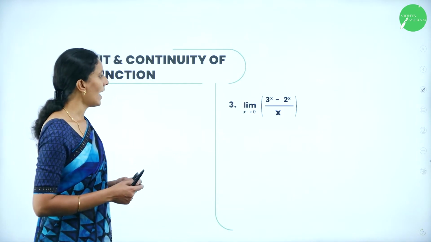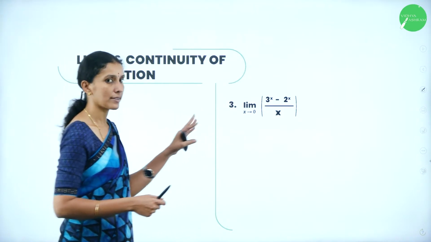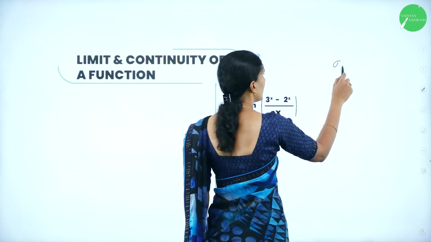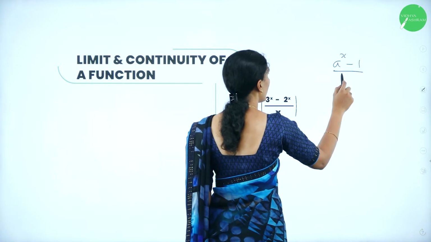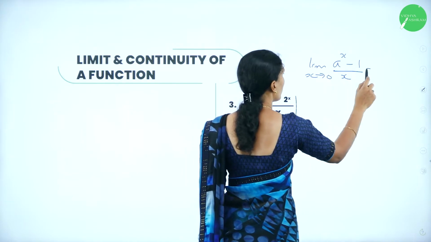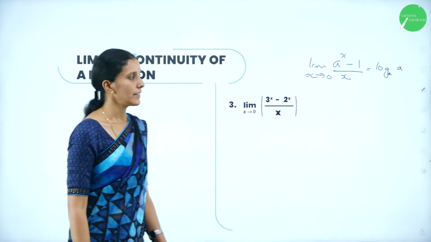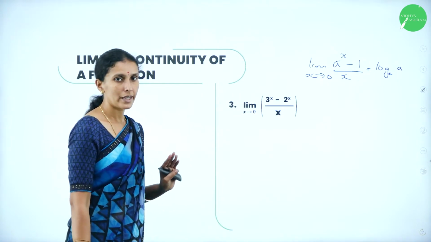Next one, I have limit of the function 3 power x minus 2 power x by x. Now, I will get the limit of this form divided by x. If you apply the limit as x tends to 0, that is always equal to log a to base e. So, in the place of a, you have 3 and 2.